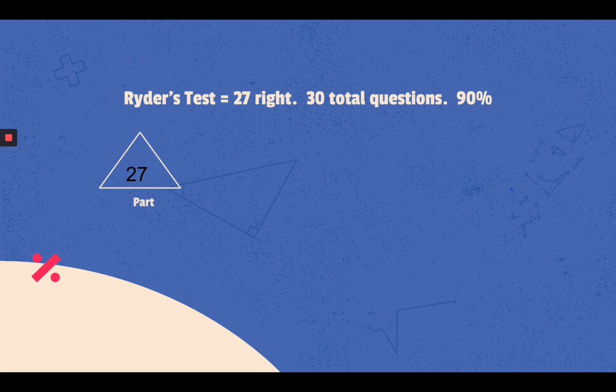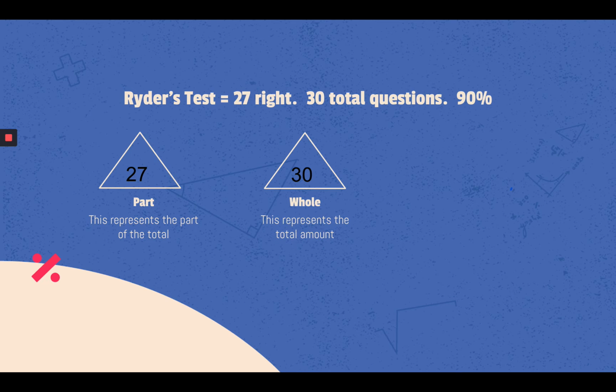27 is what we call the part. It's the part out of the total. This is how many he got, the part out of 30. 30 represents what we call the whole. It's the entire amount possible. So it represents the total amount. And 90 is what we call the percent. So you got part, whole, and percent, and we're going to keep coming back to this for the next couple weeks, really. Part, whole, and percent. 27 is the part, 30 is the total, 90 is the percent.